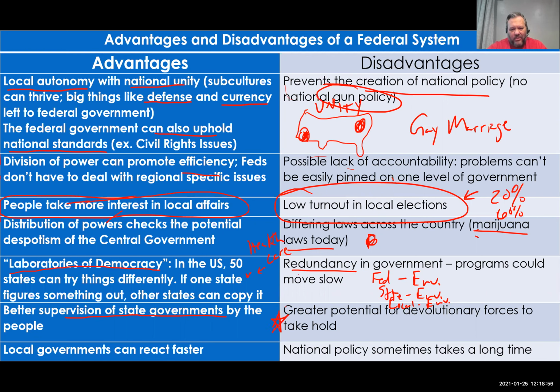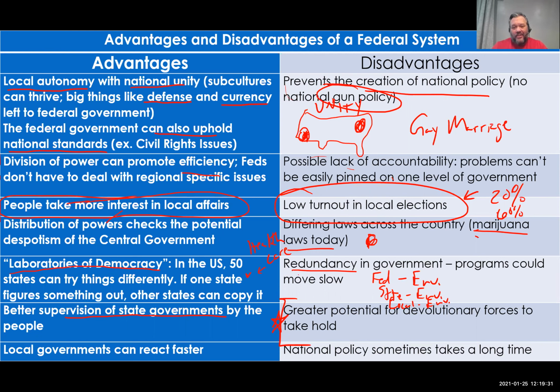Now, this one, make sure you put this one in your notes. Greater potential for devolutionary forces to take hold. If you allow states more power, the potential that they may want to, at some point, if things go really bad, break away and do their own thing, that is much more enhanced than in a unitary system. And it seems kind of like a silly thing right now, but remember, we had a civil war. That is devolution, when the South said, "You know what, we're done, we're breaking away." And the only thing that held the country together was Abraham Lincoln and the Union winning the Civil War.